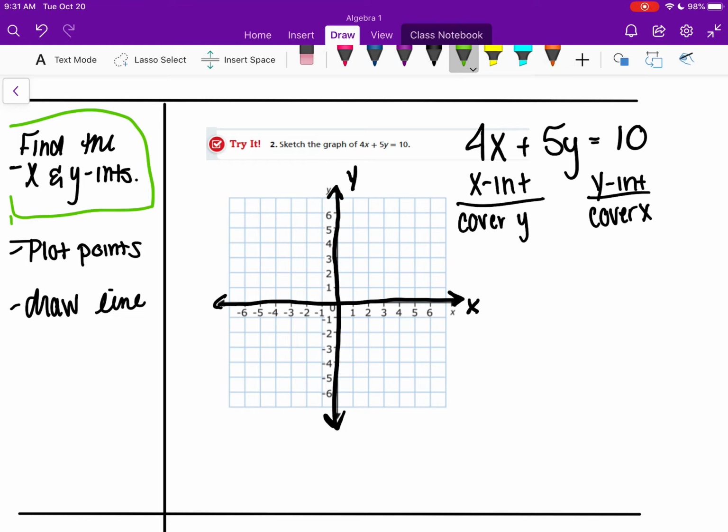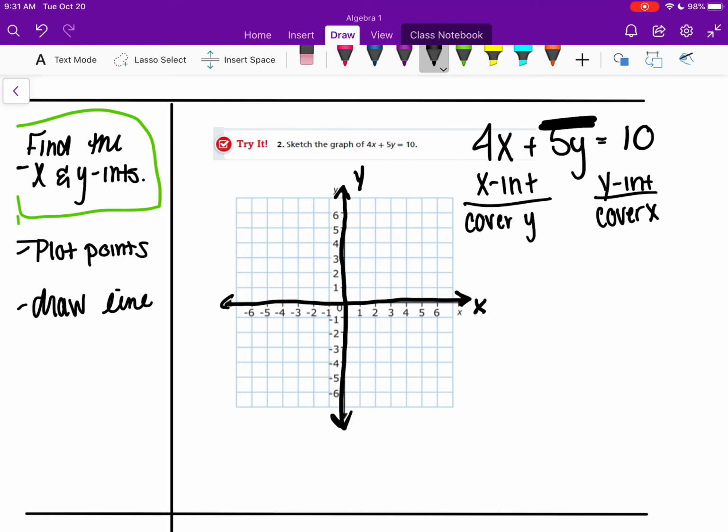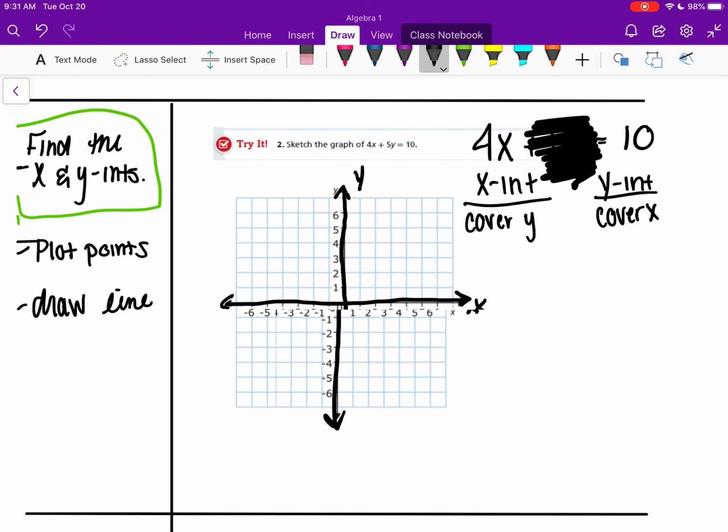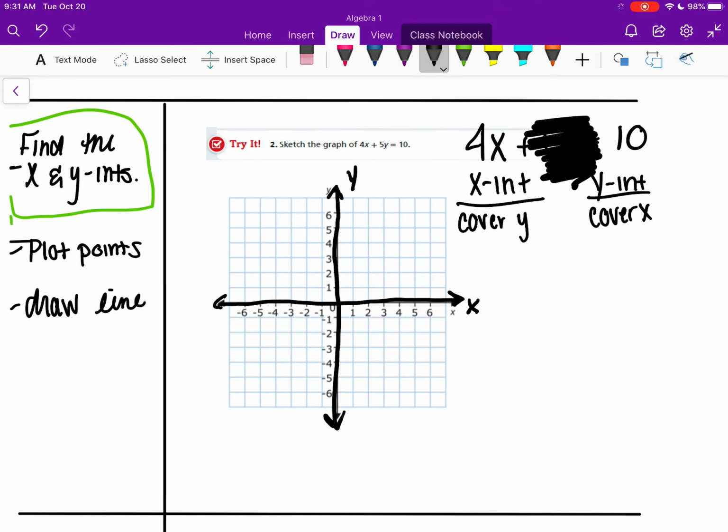If we want to find the x-intercept, we cover up the y. We pretend the y value doesn't exist. And if we just covered up that y value, I would have the equation 4x equals 10. I could solve that by dividing by 4 on both sides. And 10 divided by 4 is 2.5, so my x-intercept is 2.5.